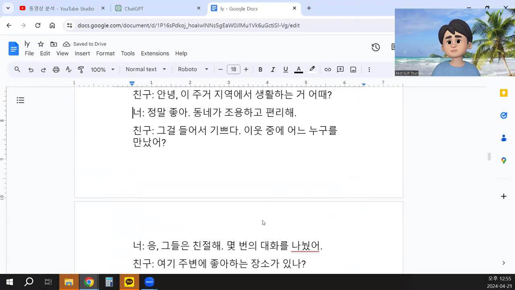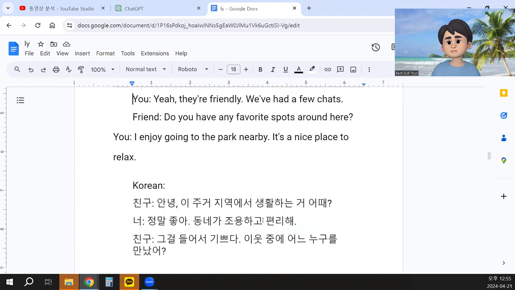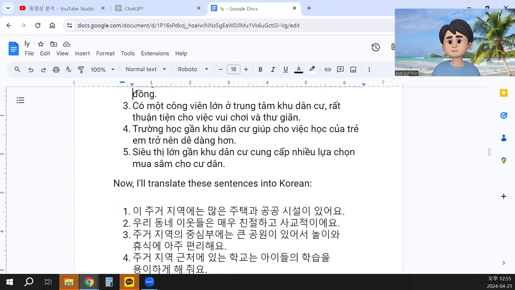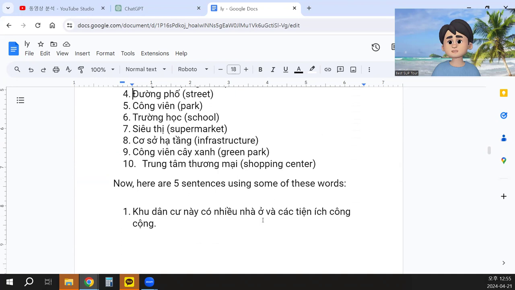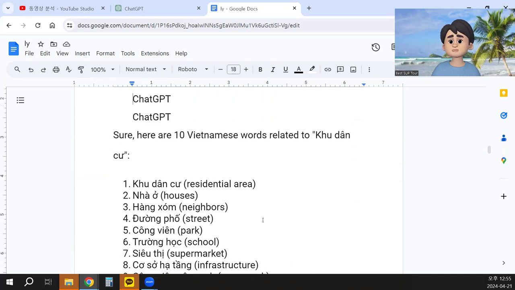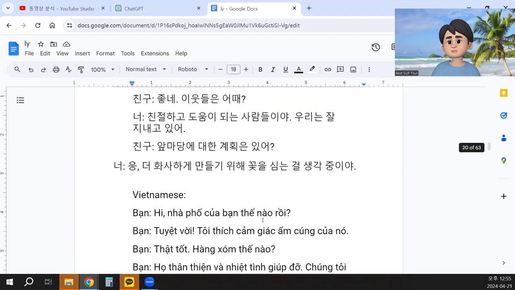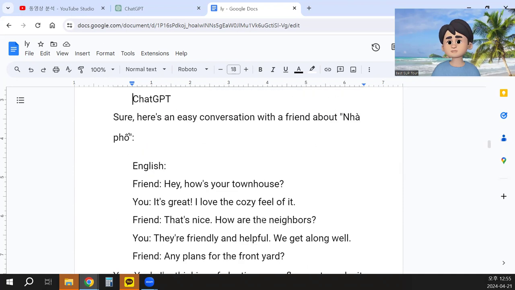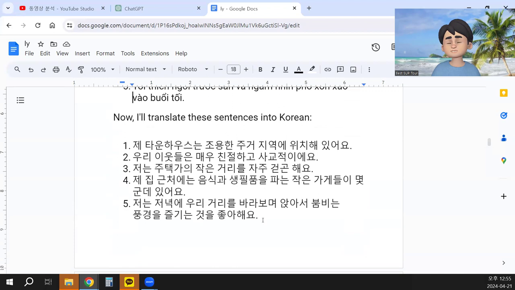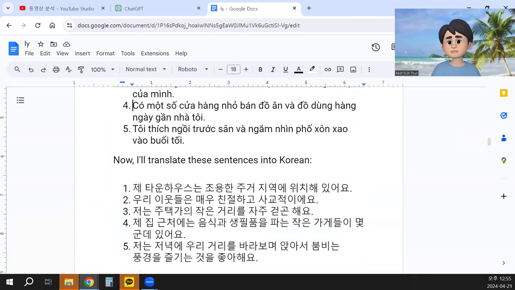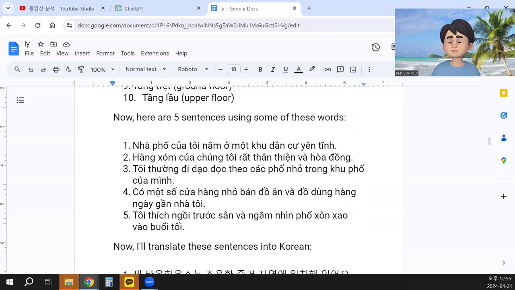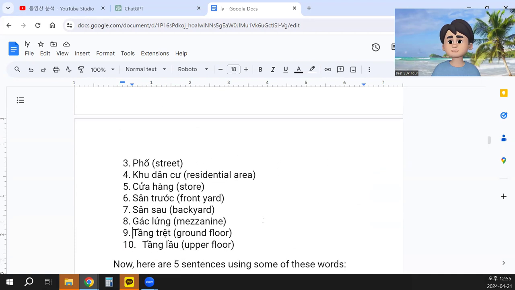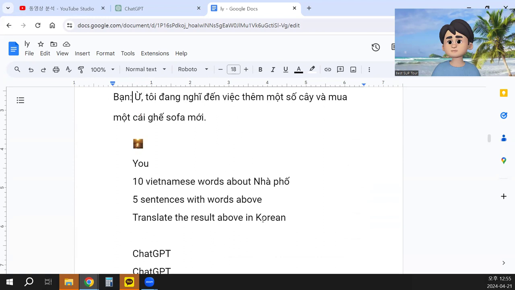This is a conversation about area. And this is the ten sentences about area from the 10 words. And also this is 10 words about residential area. And then this is the fifth step. And then the conversation about townhouse, and also five sentences about townhouse in Vietnamese and Korean. So, and then we can do online language exchanging with this, and then about 10 words about townhouse.